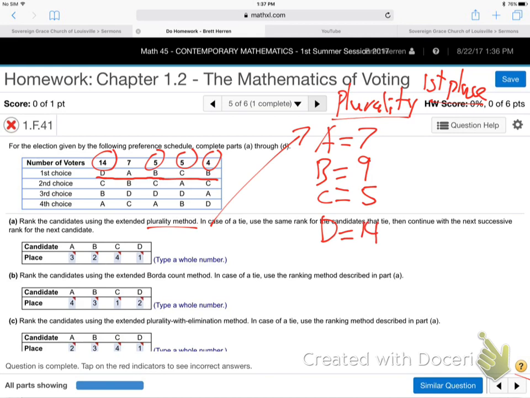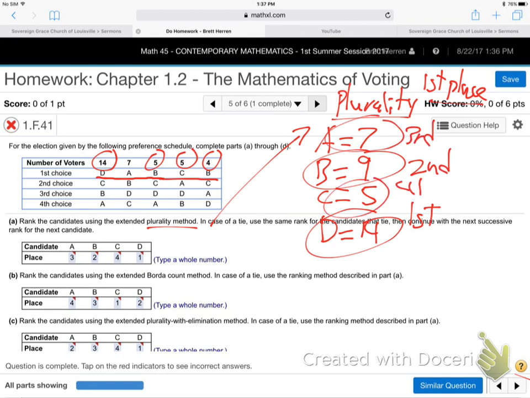So who wins the election if you do the plurality method? D. D's obviously first choice. Now who comes in second place? B, right. Third is A, and fourth is C. So that's what we're doing over here. A comes in third, B comes in second, C comes in fourth, and D comes in first. That's all they want you to do for that first one.